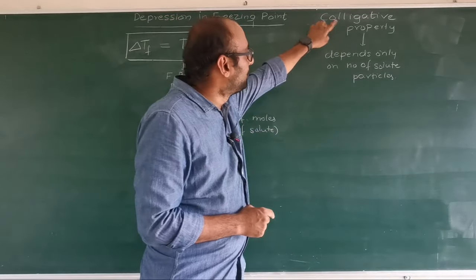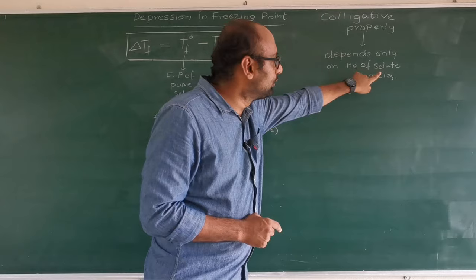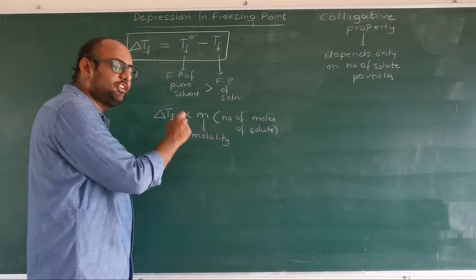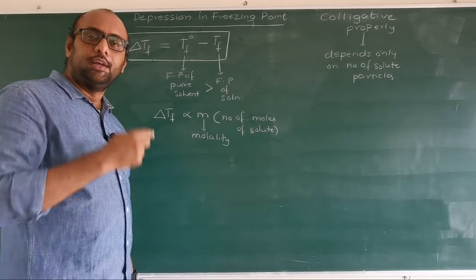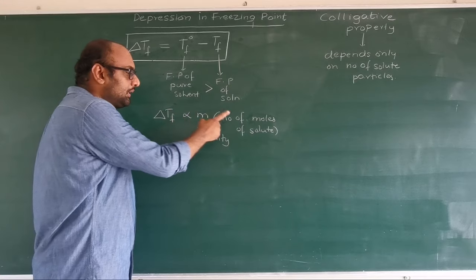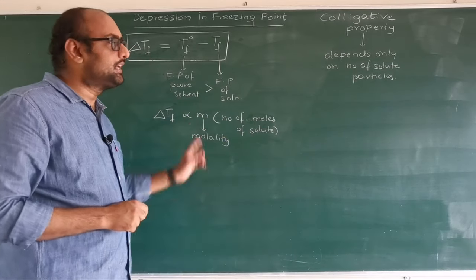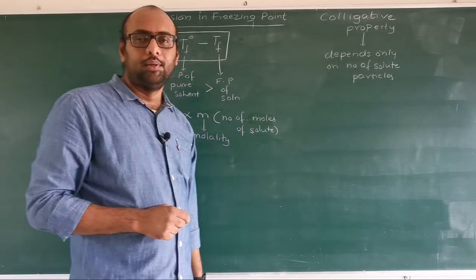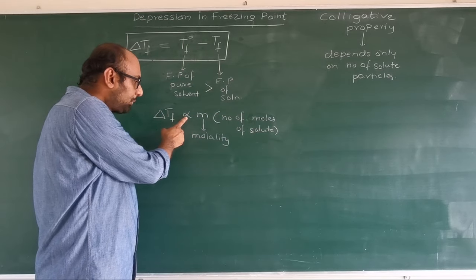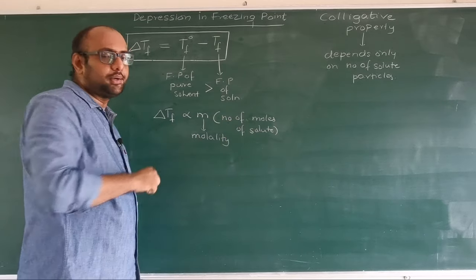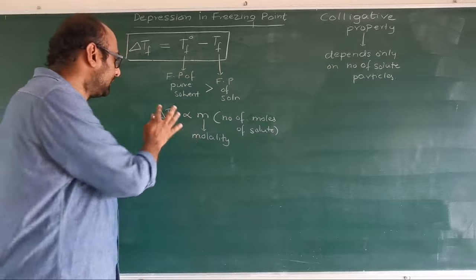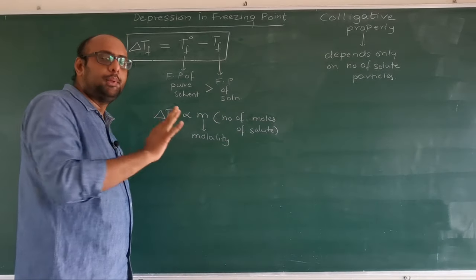You know that a colligative property depends on the number of solute particles. Now, if someone asks you why depression in freezing point is a colligative property, you have to say that the depression in freezing point depends on the number of solute particles. That is why it is a colligative property. The depression in freezing point is directly proportional to the number of solute particles. If the solute particles are present in larger numbers, then the value of delta Tf will be more.